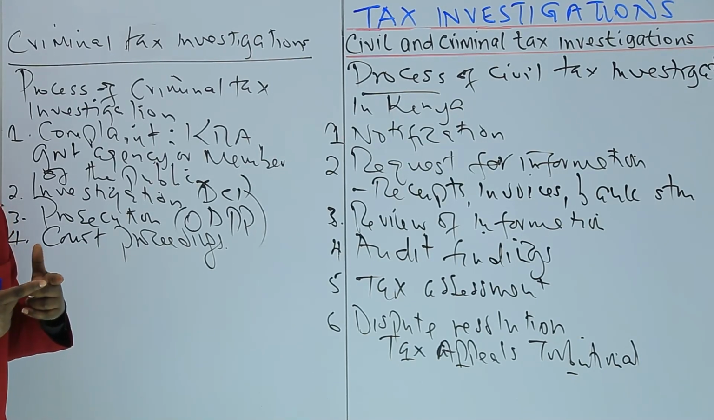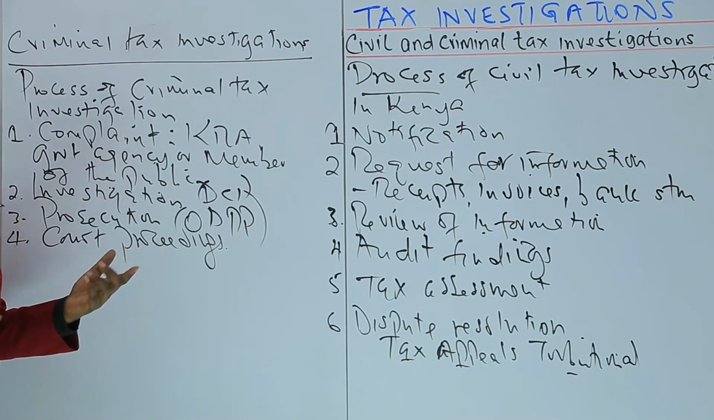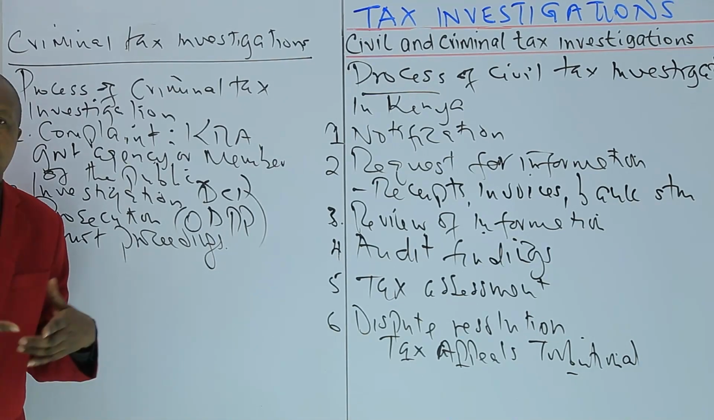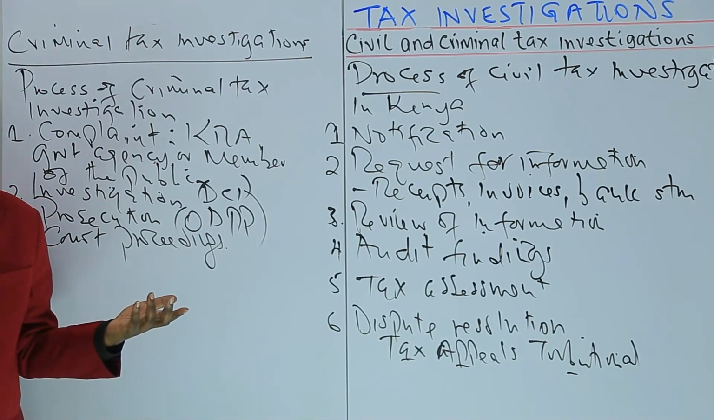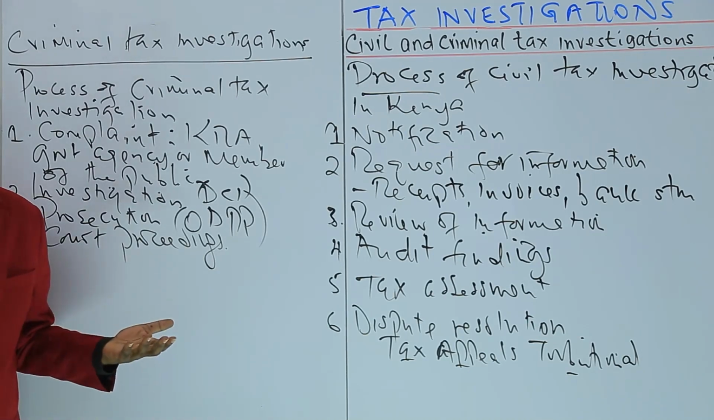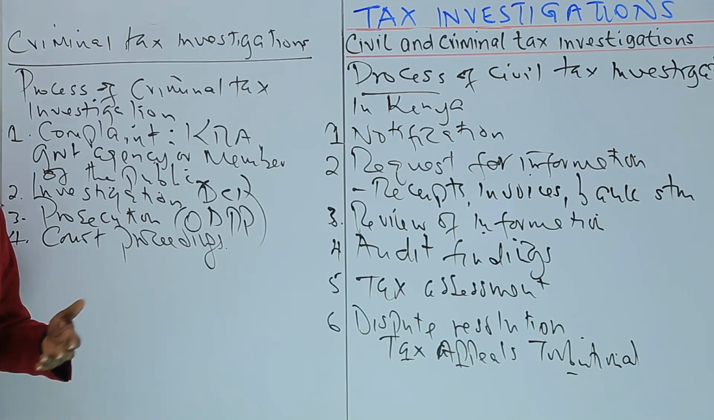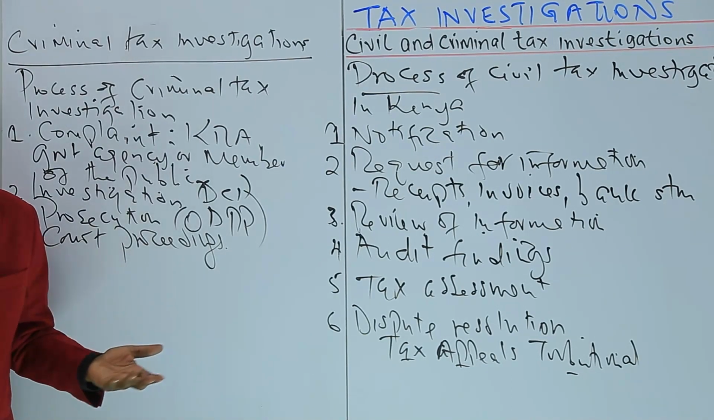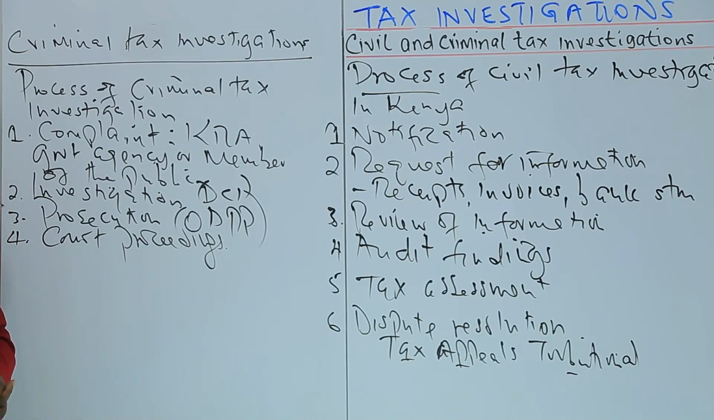And there are criminal tax penalties if the taxpayer is found guilty, like fines. A taxpayer convicted of tax crimes may be fined or imprisoned. A taxpayer convicted of tax crimes may be imprisoned for a period of 5 years for each offense, or fined up to, say, 2 million shillings for each offense.